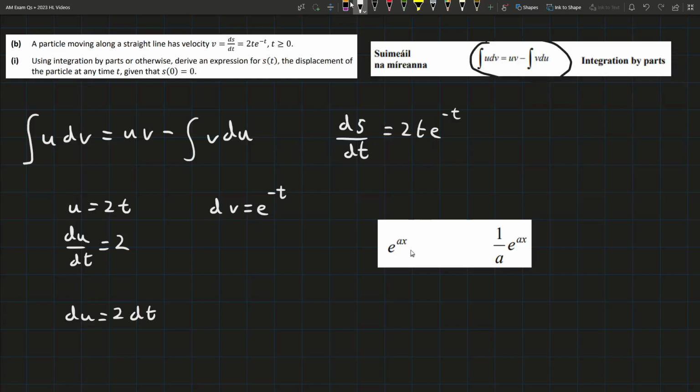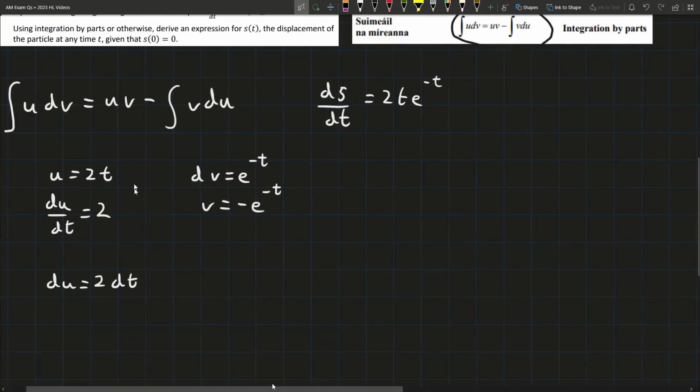So we're going to let our dv now equal e to the minus t, because that's the other part. And remember, when we're integrating this now, whenever you have e to the ax, you're going to have to multiply by 1 over a. In this case, our a is minus 1, so that's just the same as saying minus e to the minus t. So now we can combine those two parts together.